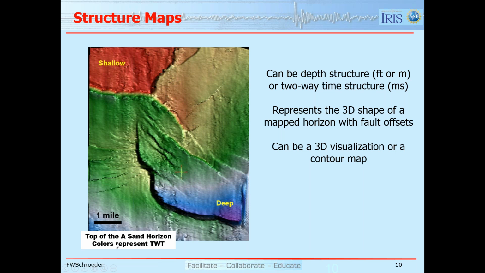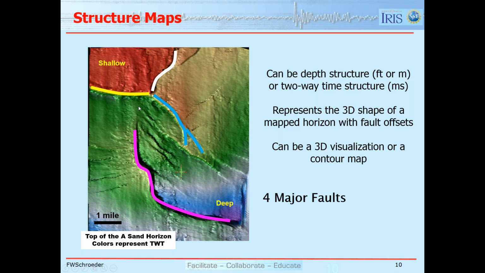This is from the shelf of Louisiana. The colors here represent the two-way travel time, TWT, for the top of a particular sand. The shallow depths or two-way times are in the hot colors, the reds, and as we go into the orange, yellow, green, blue, and a little bit of purple, we're getting deeper and deeper and deeper.